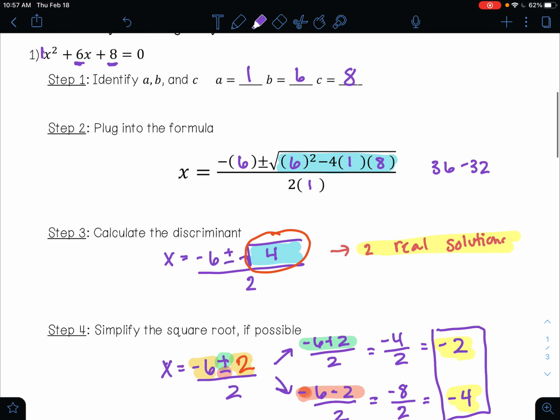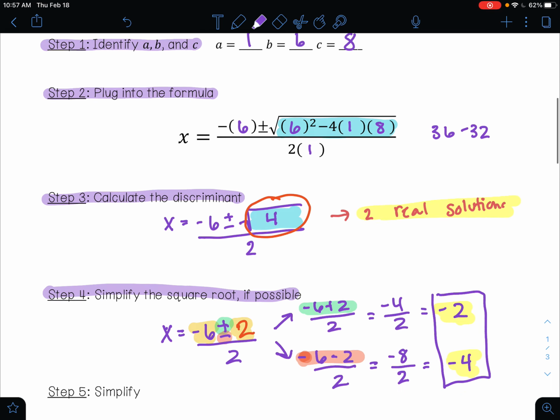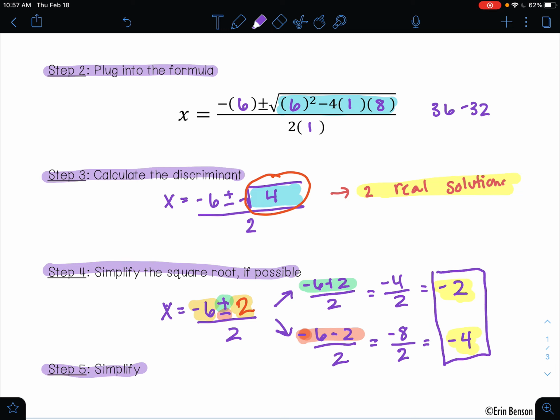So when you're getting stuck, when you're looking this over, all you need to do is come back and look at these 5 steps. Step 1 is to identify A, B, and C. Step 2 is to plug into the quadratic formula. Step 3 is to calculate the discriminant. Step 4 is to simplify the square root if possible. And step 5 is to simplify.